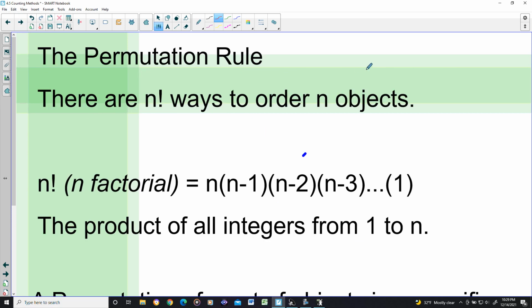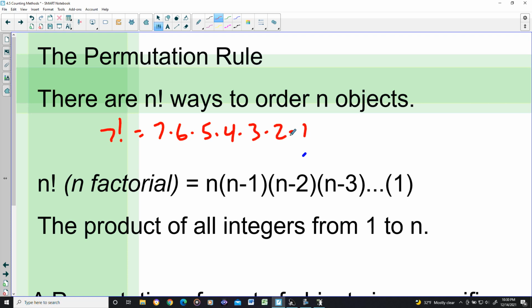So this has an actual function, and it's called the factorial. The factorial operation is an exclamation point. That doesn't mean we shout it. We're not going to suddenly be shouting "and" all over the place. We just say n factorial, and that represents the product of all integers from 1 all the way up to n. For example, if I have 7 factorial, that's equal to 7 times 6 times 5 times 4 times 3 times 2 times 1.